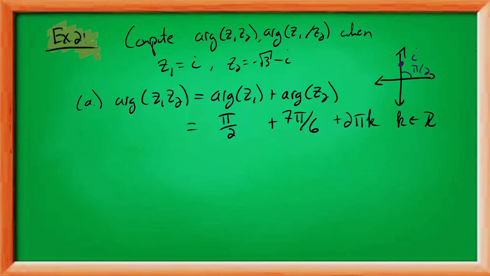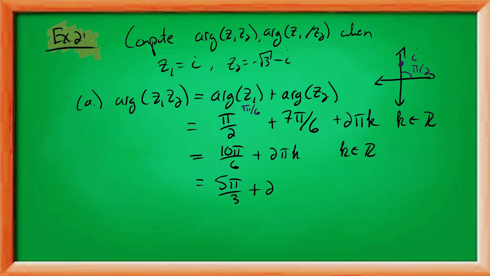And now let's add these together. π/2 is like 3π/6, I think. So 3 plus 7 is 10π/6, plus all of our full rotations that we can add in. Non-reduced fractions bother me, so we're going to write that as 5π/3. All right, so now that is the argument of the product, and that is one way in which we can compute it in this example.